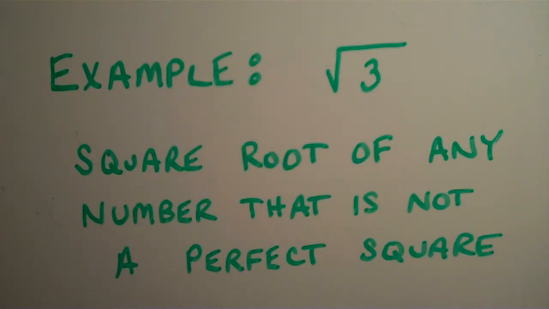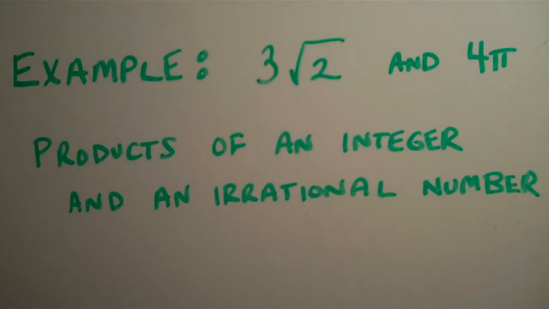Any square root in which the number is not a perfect square is going to result in an irrational number. If the number under the radical is a perfect square, such as the number 4 or 9 or 16, then the number is going to be rational. In the example of 4, the square root of 4 would be 2, and we know that the number 2 is a rational number.